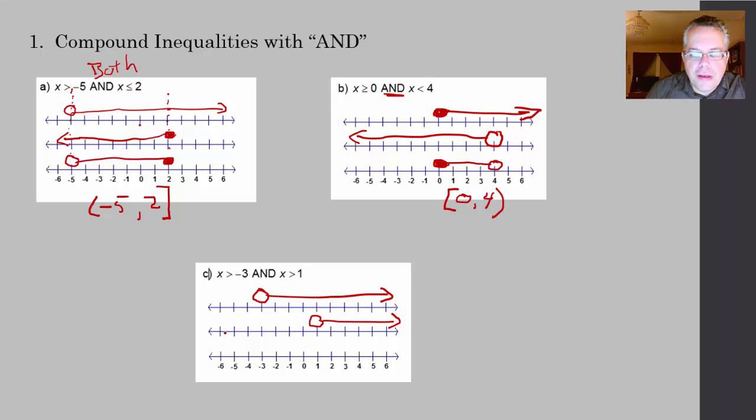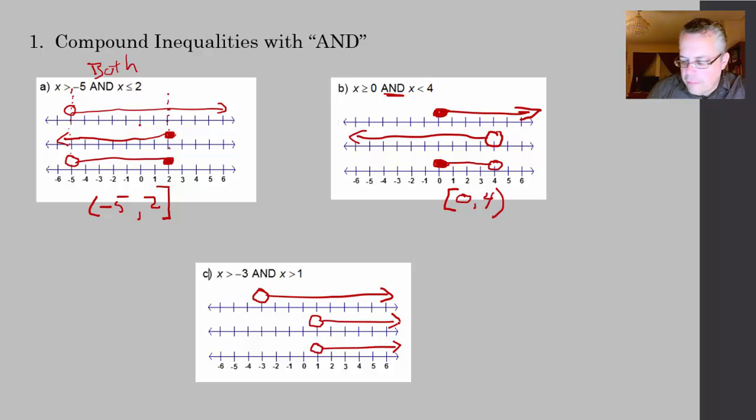There are no values of x on both graphs around x equals -5. We start getting one graph kicking in around -3, but we don't get both graphs started until 1. So I'm going to put a hollow dot here because 1 is not on both graphs. And then everything greater than 1 is on both graphs.